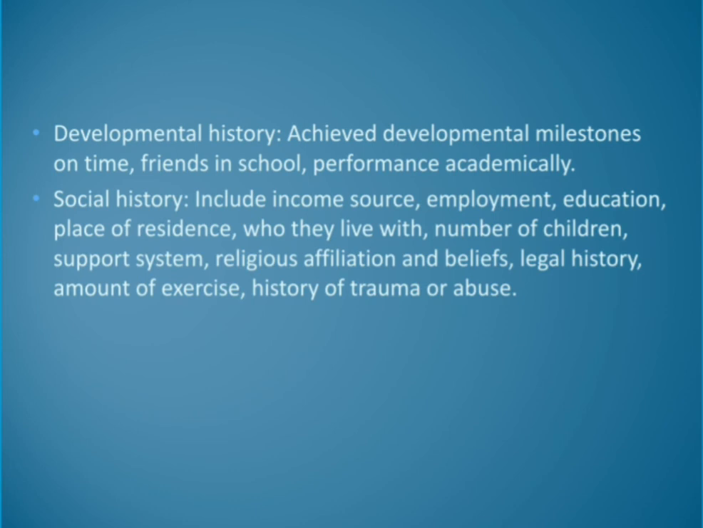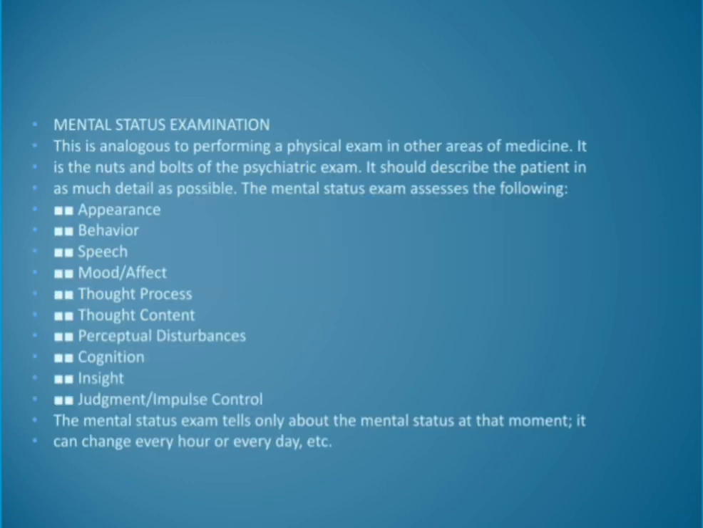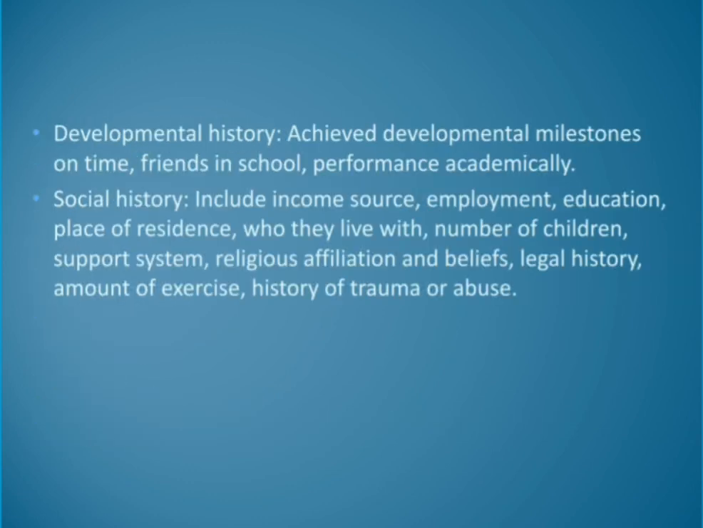Developmental history: did they achieve developmental milestones on time, friends in school, academic performance. Go to the social history, which includes income source, employment, education, place of residence, who they live with, number of children, support system, religious affiliation and beliefs, legal history, amount of exercise, history of trauma or abuse. So that's all about the history.